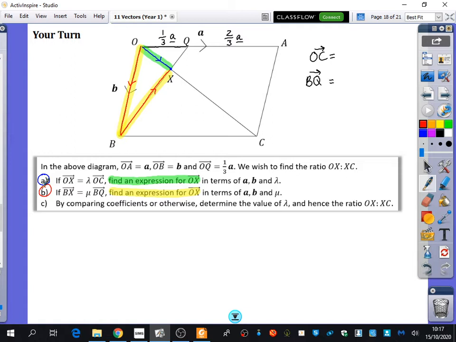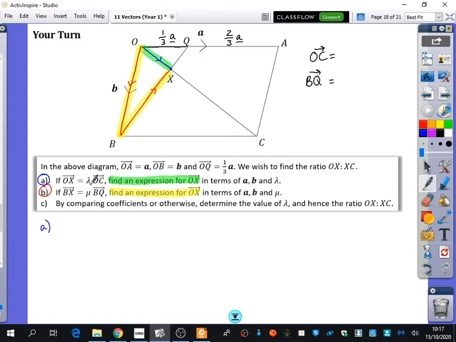Now, this bit maybe is sounding confusing, but in the previous question, we had to introduce lambda and mu, but they've just told you what lambda and mu are actually going to be used for. So it's slightly different. They've told you how to use them, but we need to be able to just use the information they've given us. So part A is actually a very short one. It just says, find an expression for OX in terms of A, B and lambda.